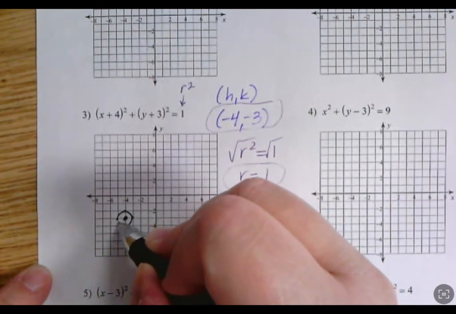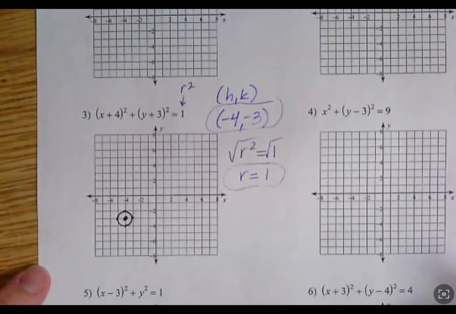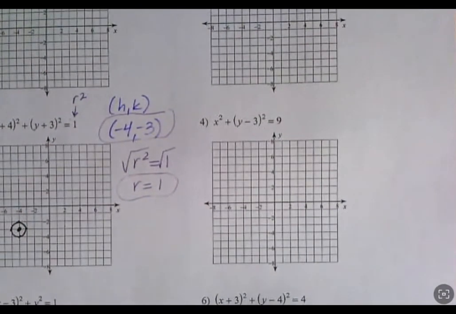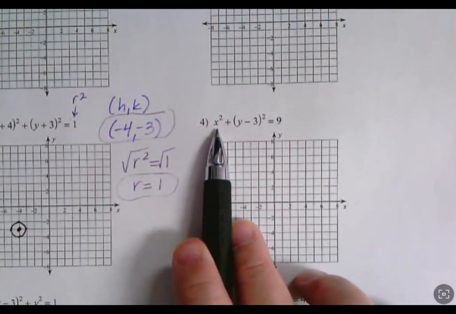Can be kind of hard. Sometimes it's not that circular looking, but do your best. All right, let's look at number 4 over here. I don't have any parentheses here, so what does that mean?